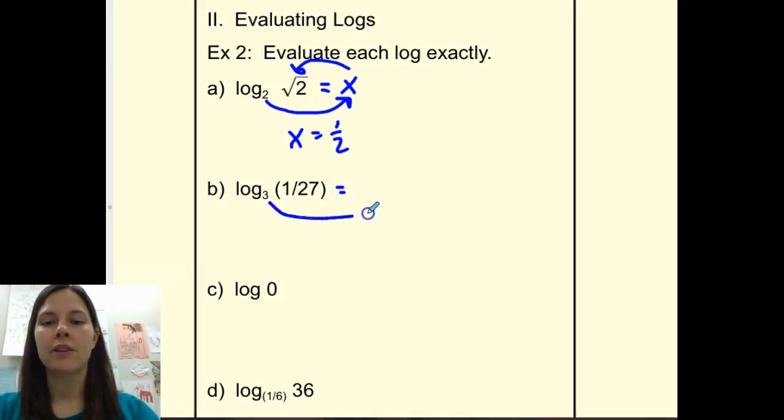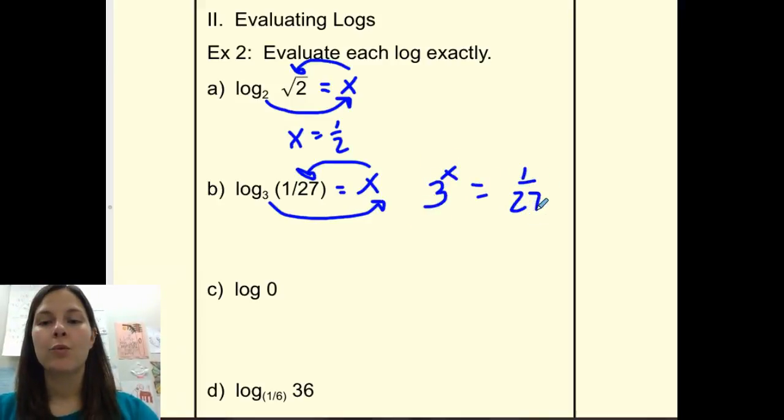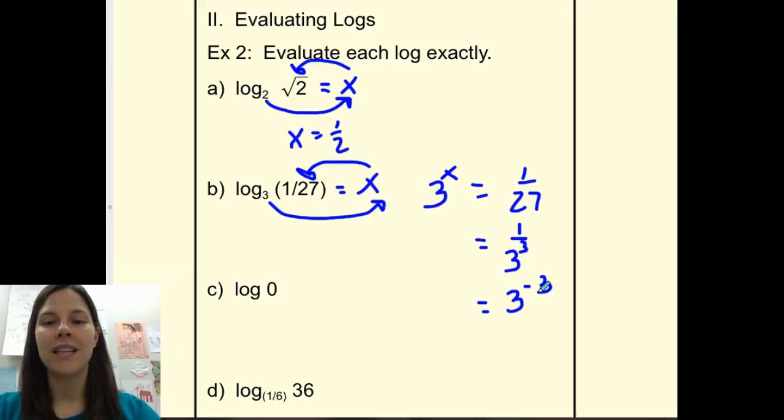Part B, 3 to what power is 1 over 27? For some of you, it might be helpful to rewrite this as exponential form. Rewrite that 27 as a power of 3. 27 is 3 cubed. But of course, we need to pull that out of the denominator. When you are flipping a power from a numerator to a denominator or vice versa, you make the sign on the power opposite. So this becomes a -3. So log base 3 of 1/27 is -3.